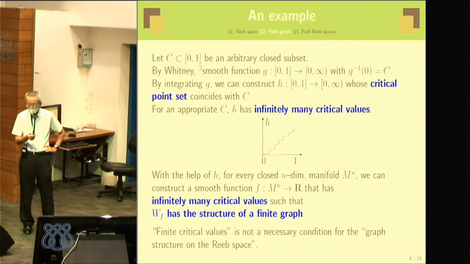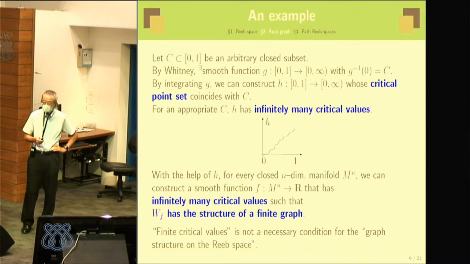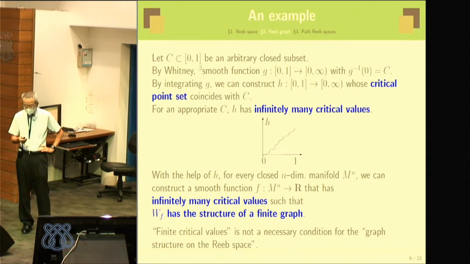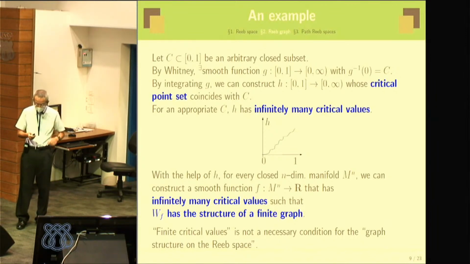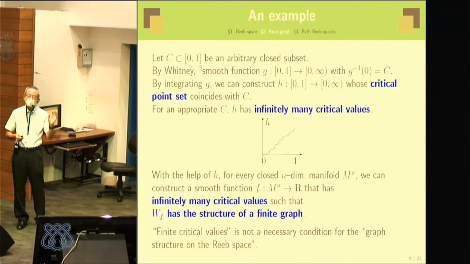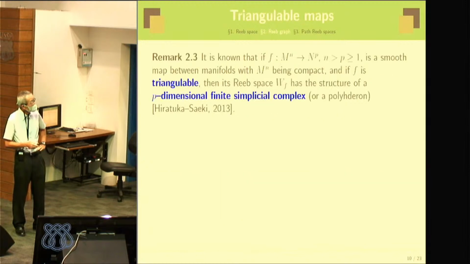This is a very simple example, and you can also construct such a function for any n-dimensional manifold. So this means that having finitely many critical values is not a necessary condition in order to have a graph structure on the Reeb space. But anyway, this is a very good condition, I think. I just gave this example because in some papers they say that the finitely many critical values condition is necessary, but it's not. Just to warn you.